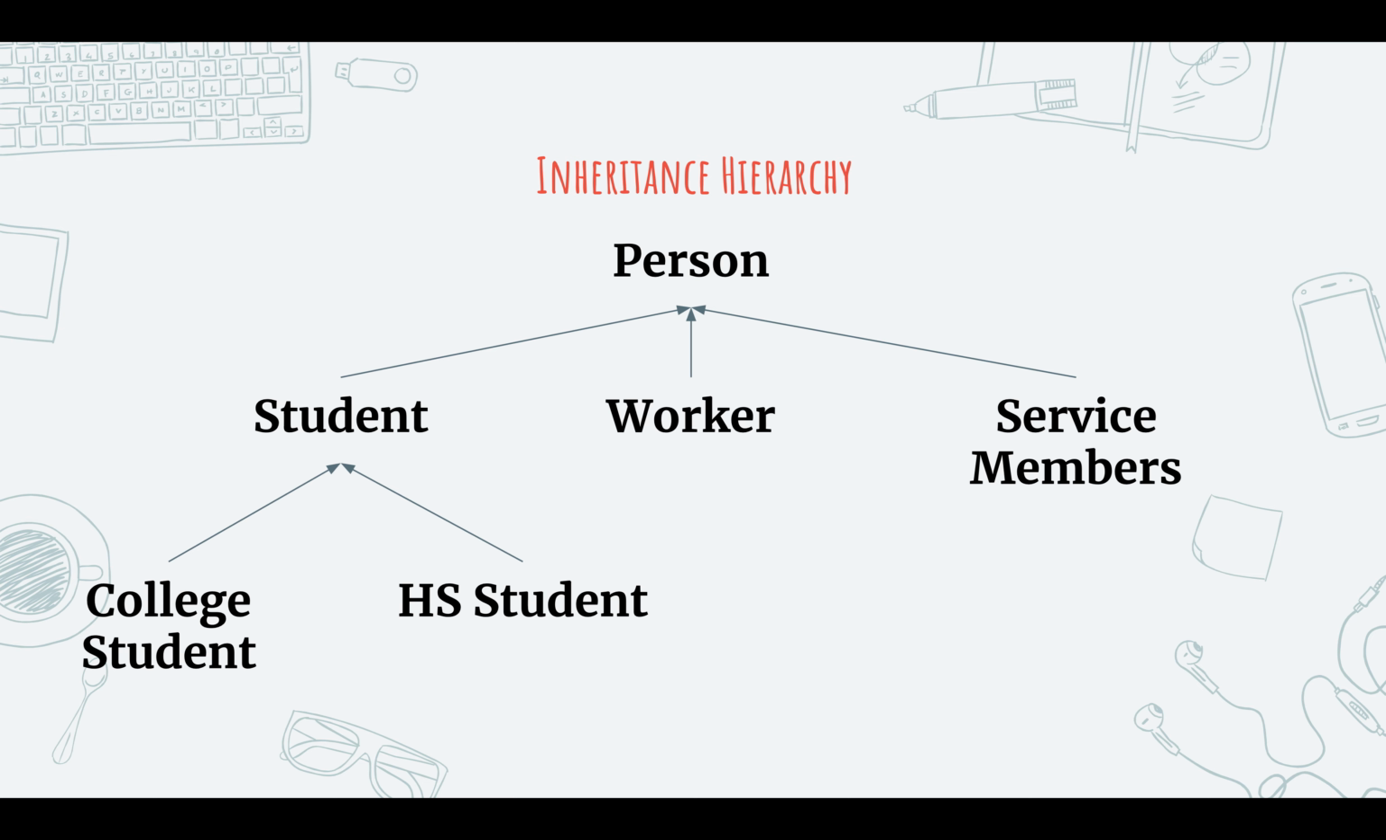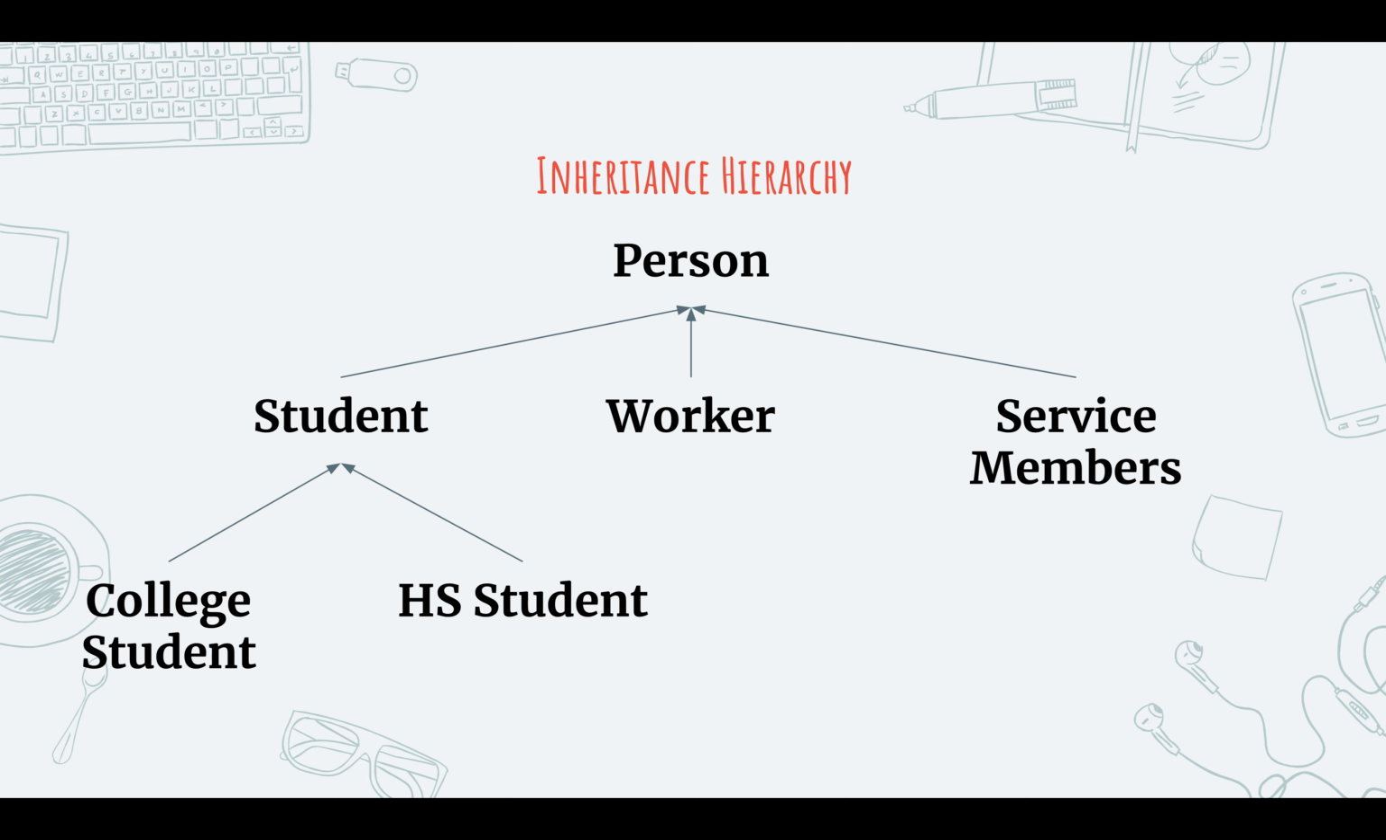Same thing with Worker. Not every person is employed, but every worker or every employee is a person. So Worker inherits all the values and methods of Person, such as name and date of birth, because a worker is a person. But every employee also might have an employee ID, or an industry. Not every person will have those types of values. So Worker will inherit the values from Person and then expand upon that.